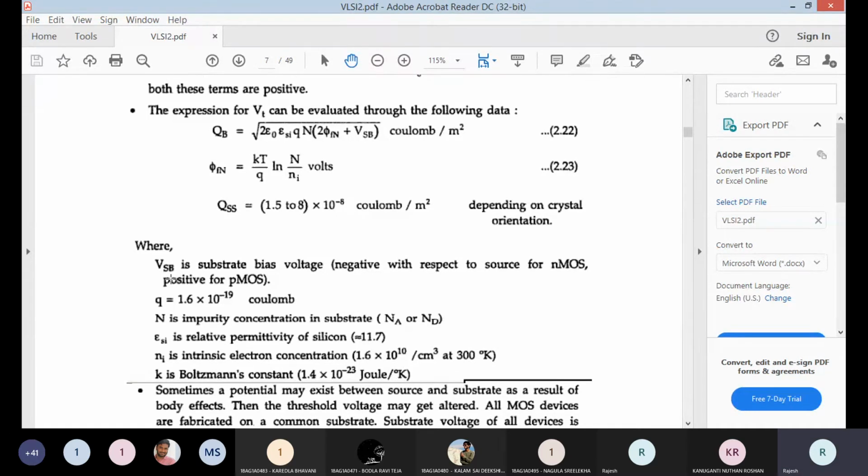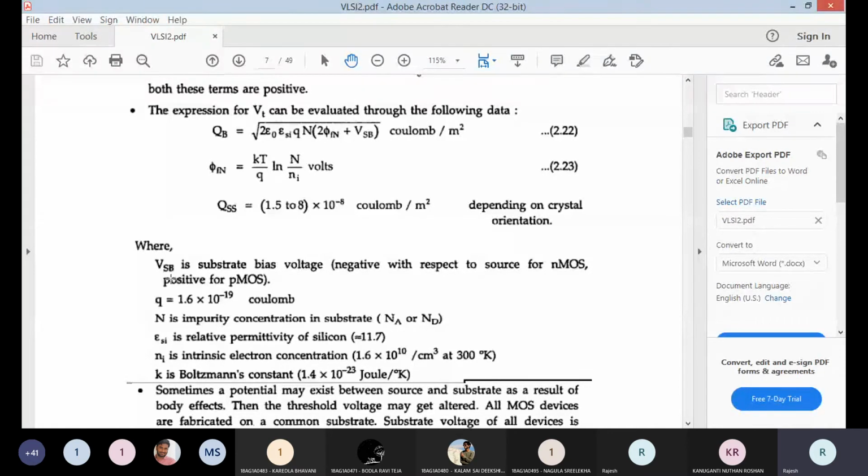Source and substrate are N and P type, so there is a depletion region. The channel is filled with electrons and depleted of carriers, holes. Again N and P type, with a depletion region shown. Drain and substrate are again N and P type, with a depletion region shown. So this depletion region, N and P type sandwiched, is nothing but two back-to-back connected diodes.